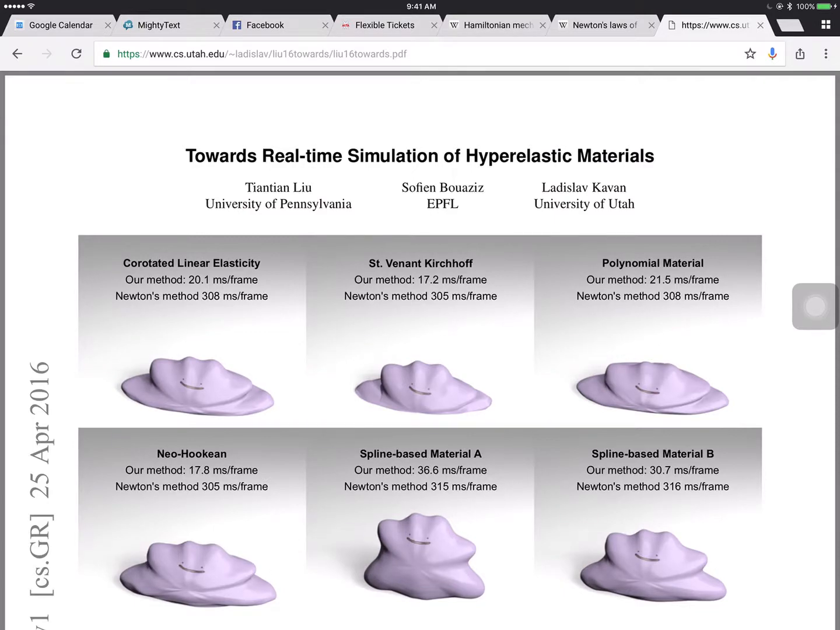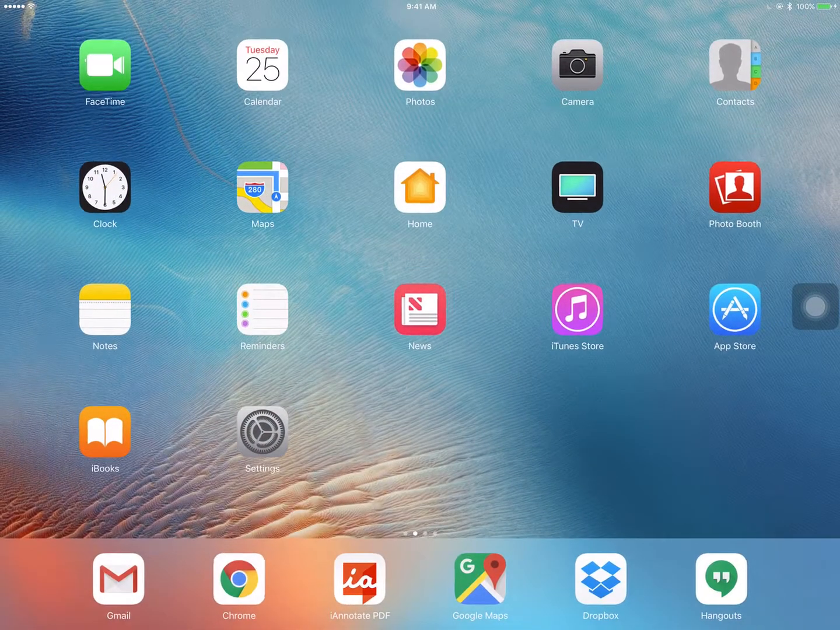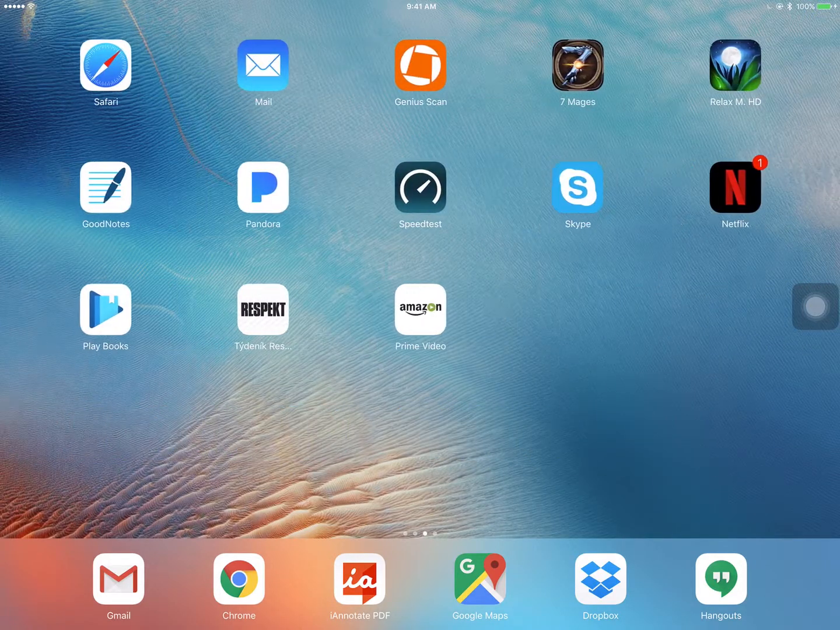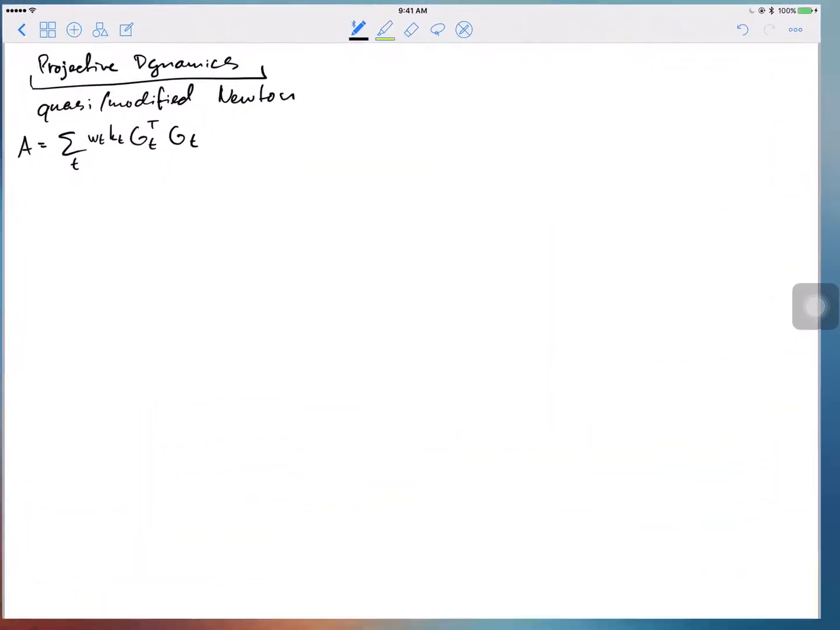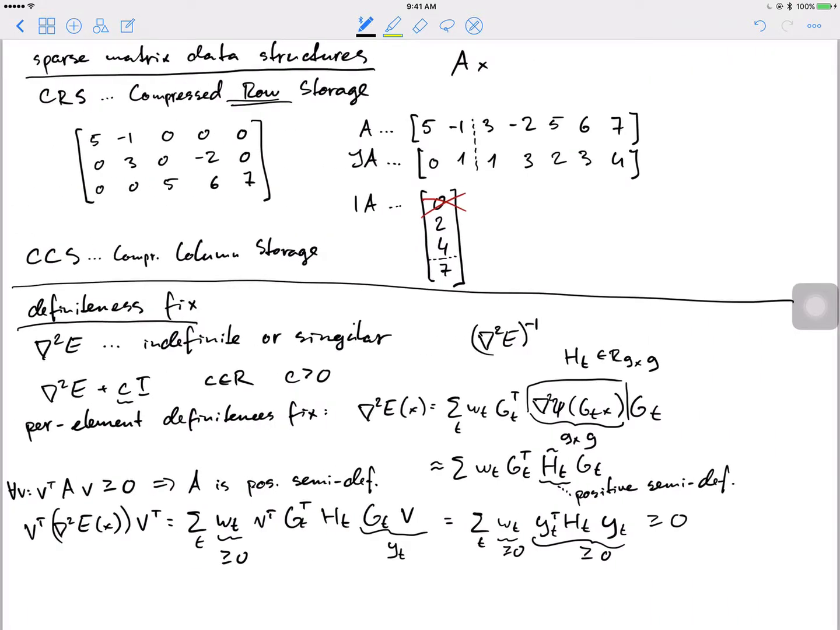So I guess something I missed about the previous topic is how did you form H tilde? Going back to the definiteness fixes, how do we get the H tilde? Oh yeah, sure, I can explain. I was a little bit too quick. So you get the H_T, that's your Hessian. That's code that depends on your material that you have to figure out.